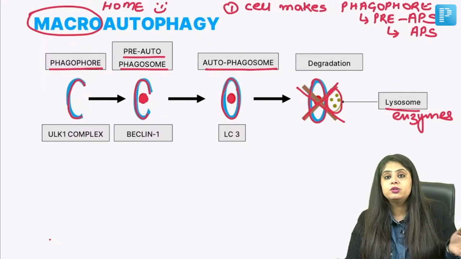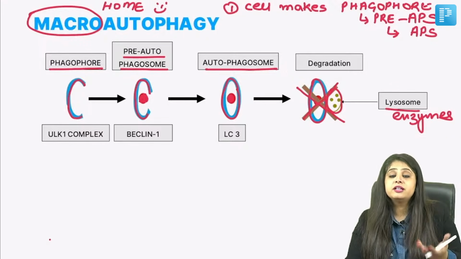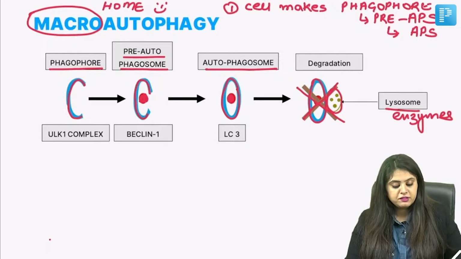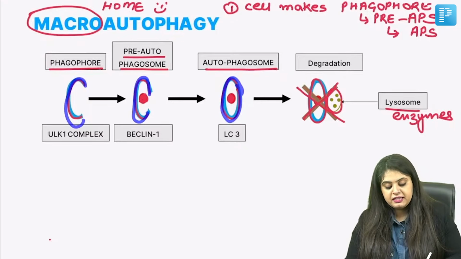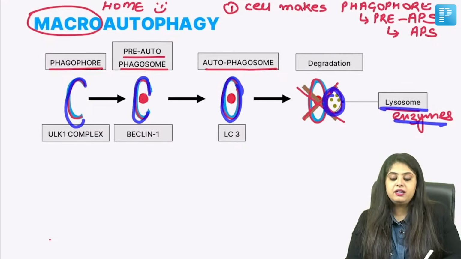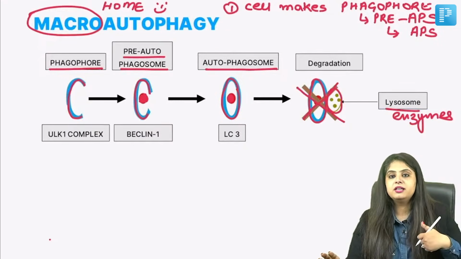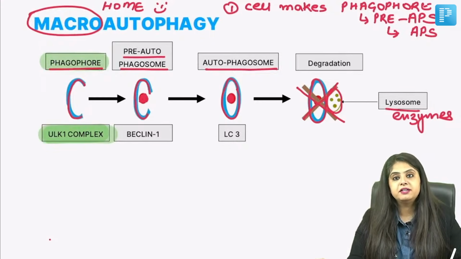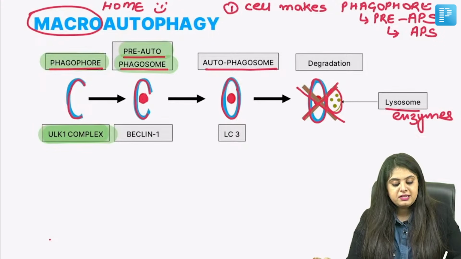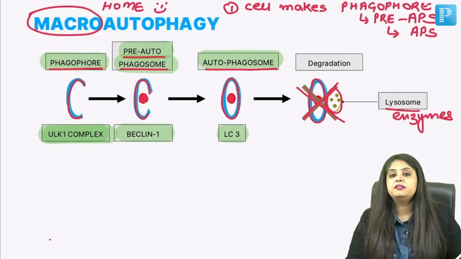So they will ask you to put it in step by step, or they will not ask you, you will get a short note. So you will have to write, first I make a chota plate, phagophore, then I make a bigger plate called pre-APS, then I make a full plate called APS. Finally, I fuse it with lysosome and the food has been eaten, energy मिल गया. But ये कौन बना रहा है? This is made by, number one, phagophore is made by the first complex called ULK1 complex. Then pre-APS is made by Beclin 1 and next APS is made by LC3.